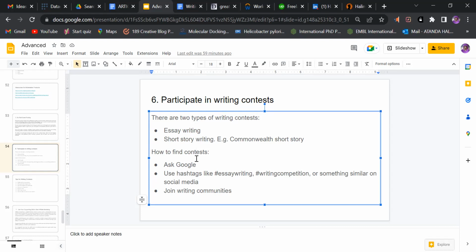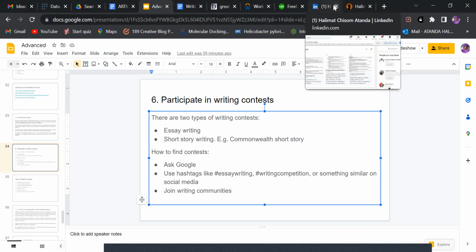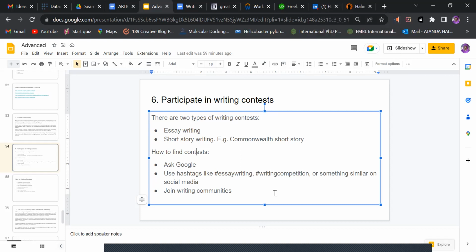I would show you my Instagram page, but this is a laptop and I'm not really fond of accessing Instagram on a laptop because, well, the interface is not very nice. So you can go to Instagram and search for writing competition. You can search for Commonwealth stories. If you can find Commonwealth stories, you're going to find related pages like that too.